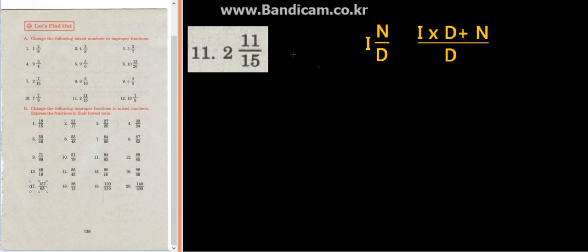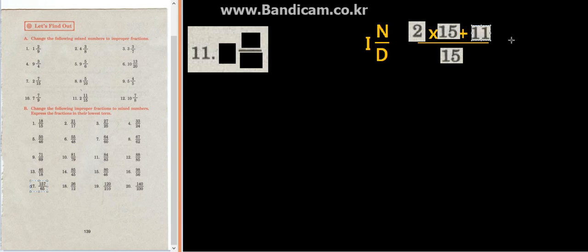So let's go to problem number 11. In problem number 11, we do exactly the same. We put 2 here, and denominator 15, and put the 15 here also, and we move the numerator here. If we calculate, 2 multiplied by 15 is 30, and we add 11, which becomes 41 over 15.